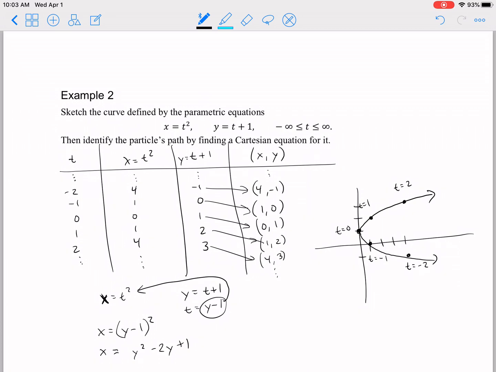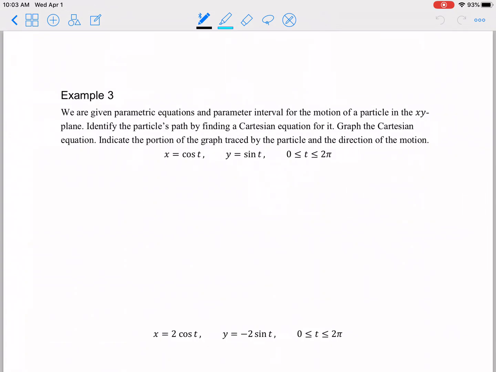All right, so be careful about that if you're doing this. If you had solved it the other way, making this a function of x, you would have taken the square root. Just as a little note, you would have said that t equals plus or minus the square root of x, and then you would have had to deal with that. That would have given us the top half and the bottom half, which is what happens when you try to solve this one anyway. So let's go ahead on to the next example, example 3.